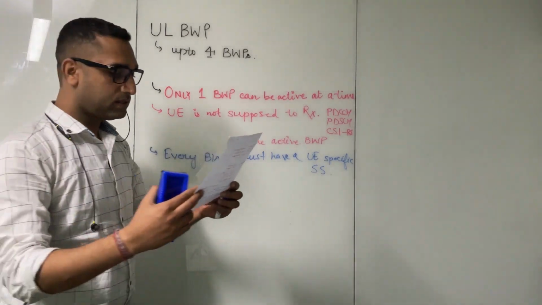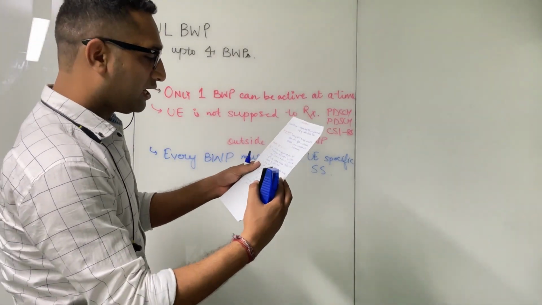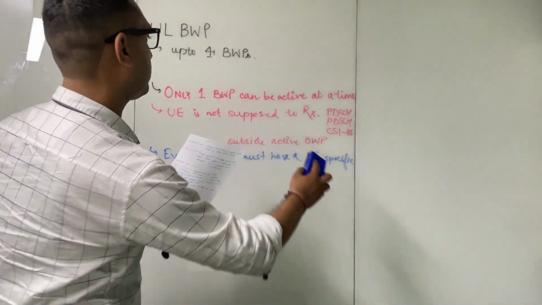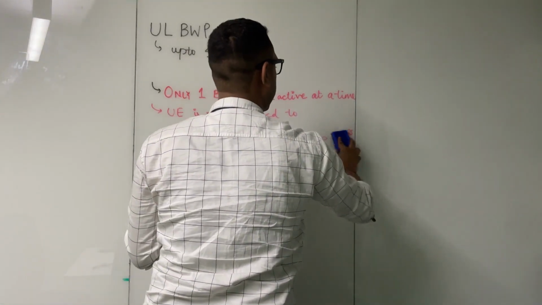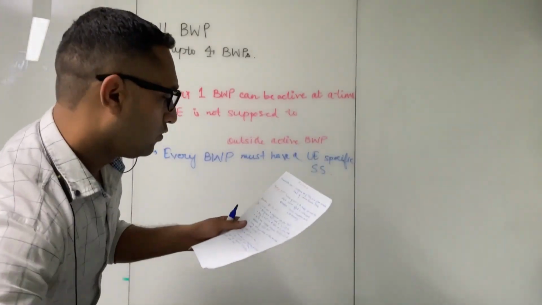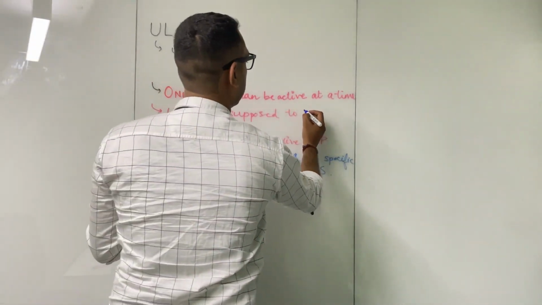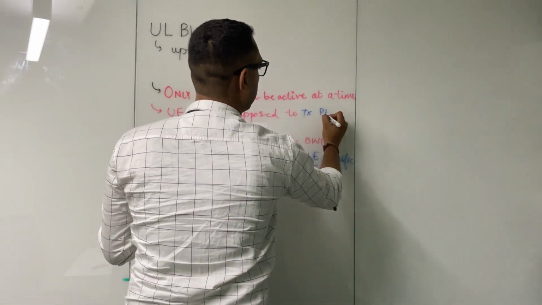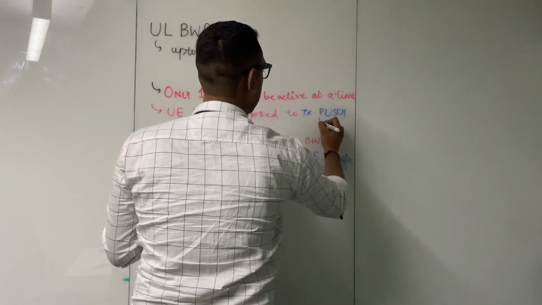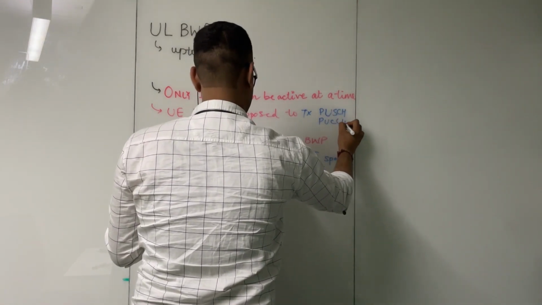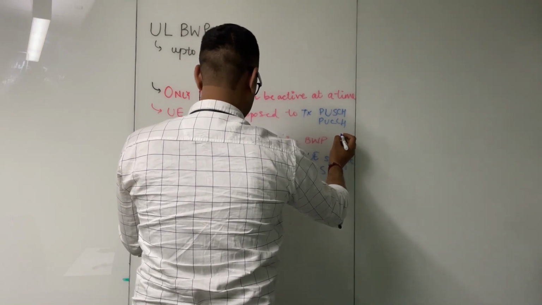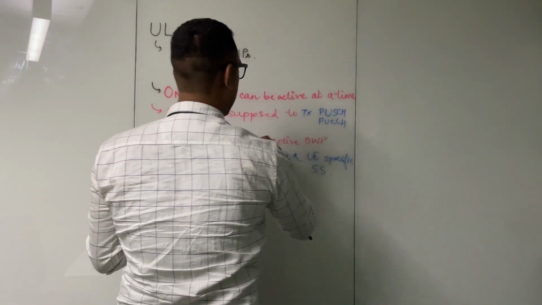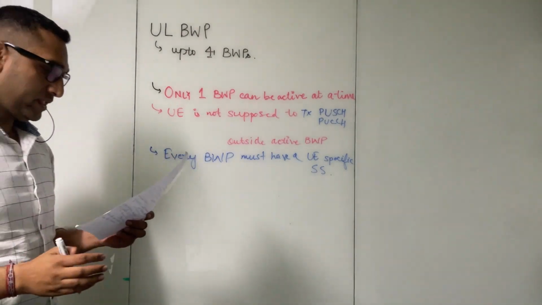That means the UE shall not transmit. This time it's not receive. The UE is not supposed to transmit outside of the active BWP. The UE is not supposed to transmit PUSCH or PUCCH or any kind of reference signal such as SRS etc. outside the active BWP.